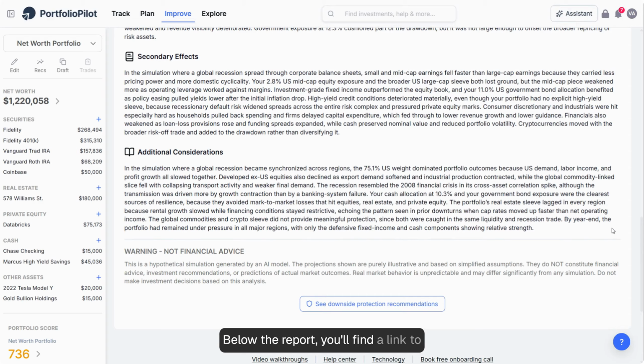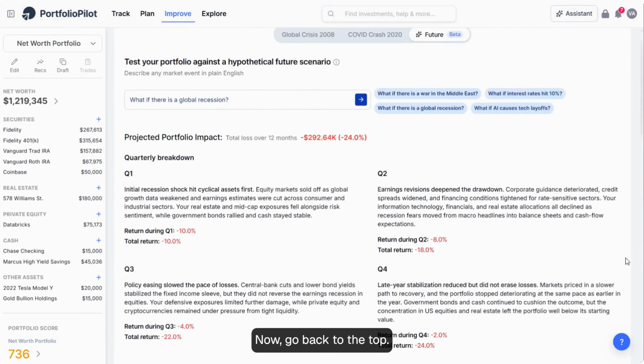Below the report, you'll find a link to downside protection recommendations. If you'd like to learn how downside protection itself is measured, be sure to watch our portfolio score walkthrough. Now, go back to the top.